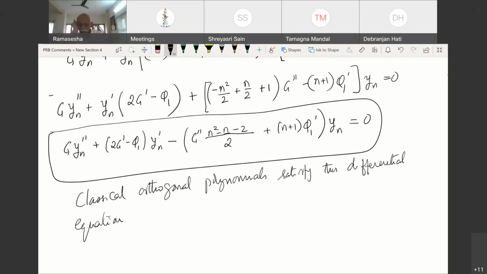Any doubts? It's very simple but cumbersome algebra.